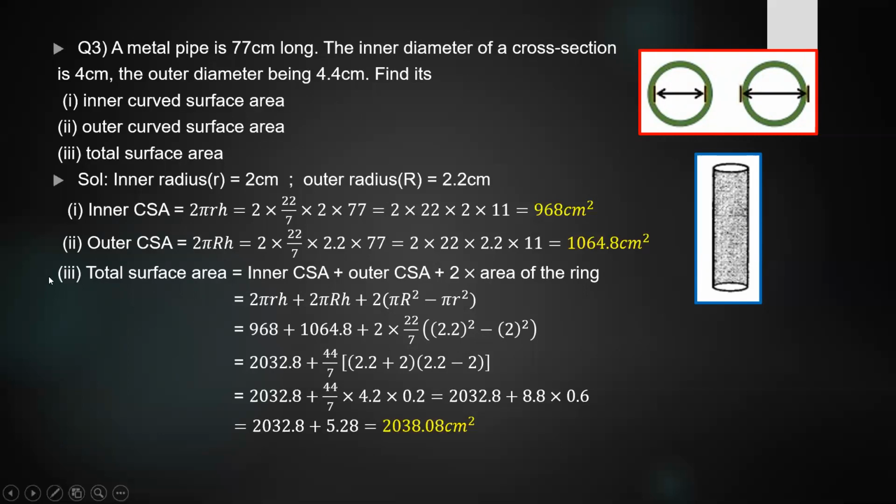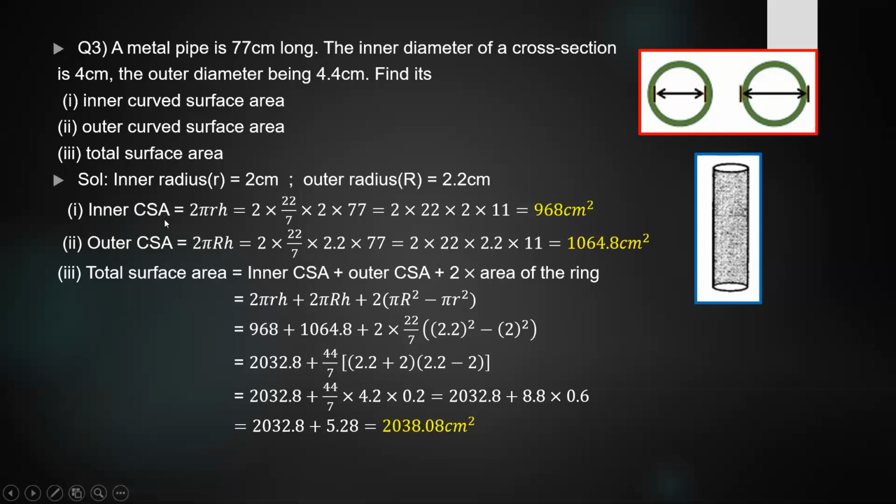Now here, the inner radius is going to be 2 centimeters, which is given in these figures. The first figure is giving you the inner diameter, and half of this is going to be the inner radius. The outer diameter is 4.4 centimeters, which is given by the second figure. So the outer radius is going to be 2.2 centimeters. But since you have 2 radii in the question, you cannot keep the notations the same. So the inner radius is being taken as small r, and the outer radius is being taken as capital R.